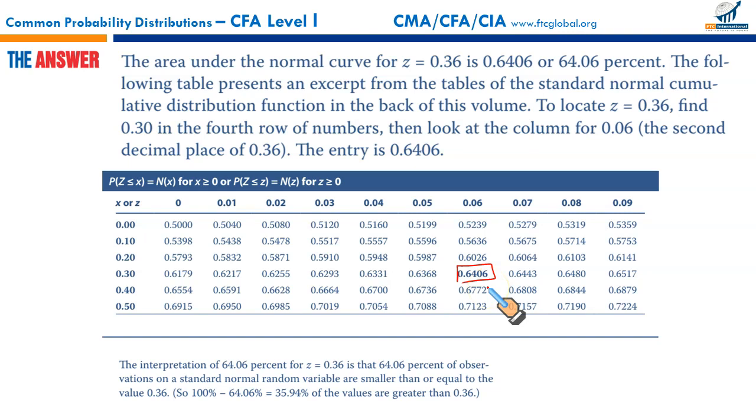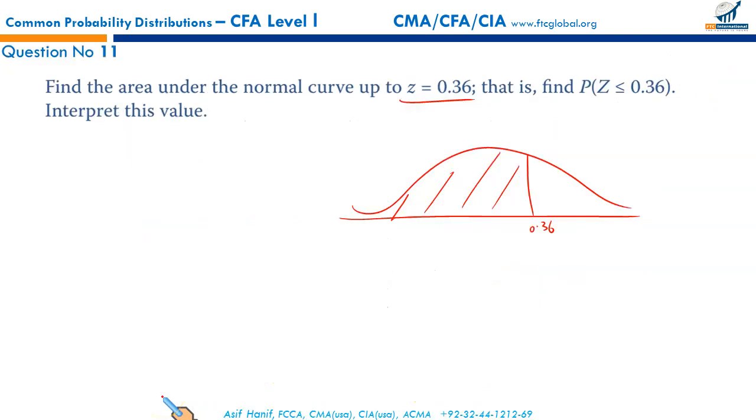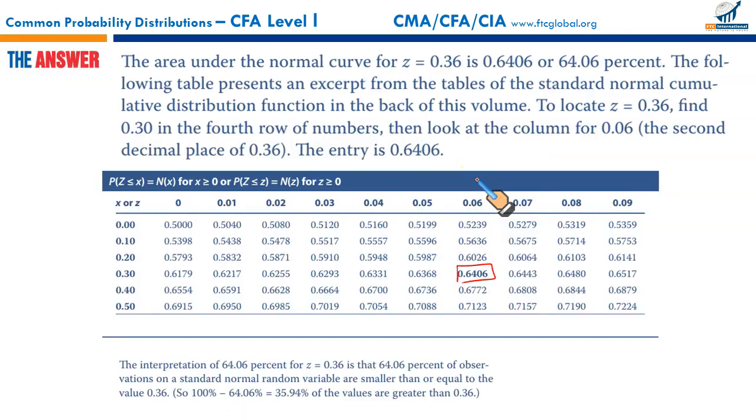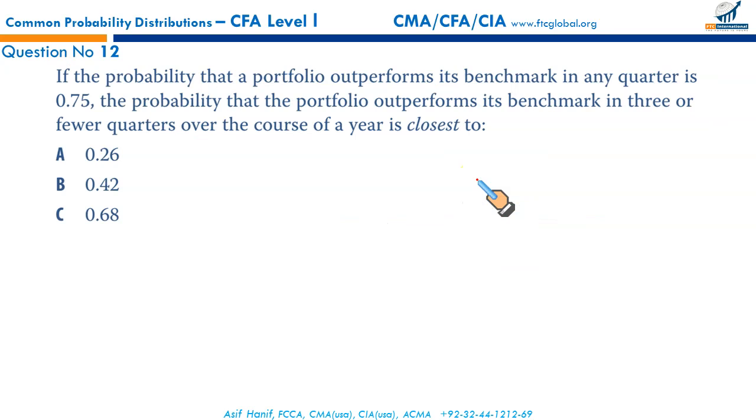What is the interpretation? The interpretation of 64.06% for z = 0.36 is that 64.06% of observations of a standard normal random variable are smaller than or equal to the value 0.36. It means the area under this region is 64.06%. The observations, out of the total observations, 64.06% are in this region. That's what it means.